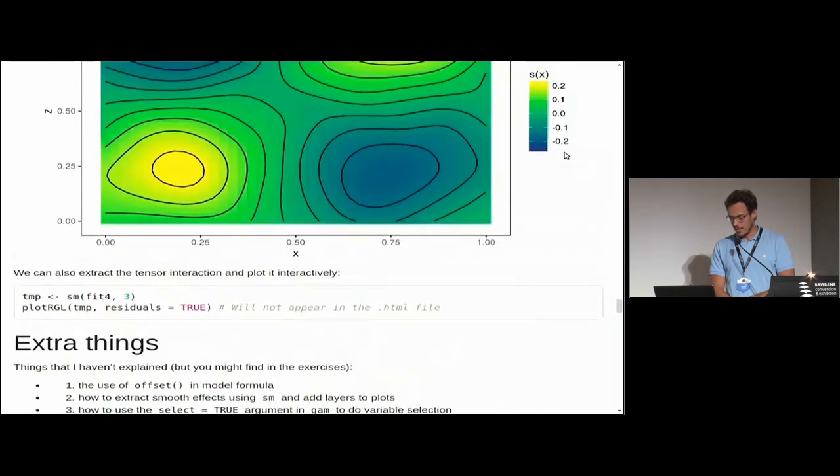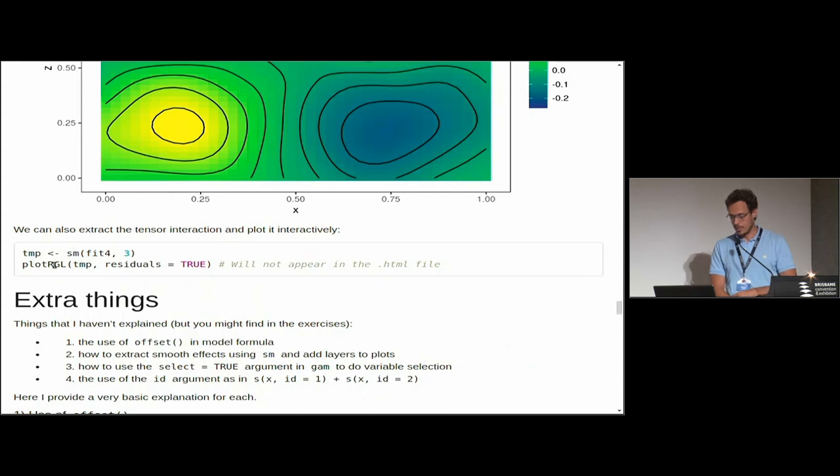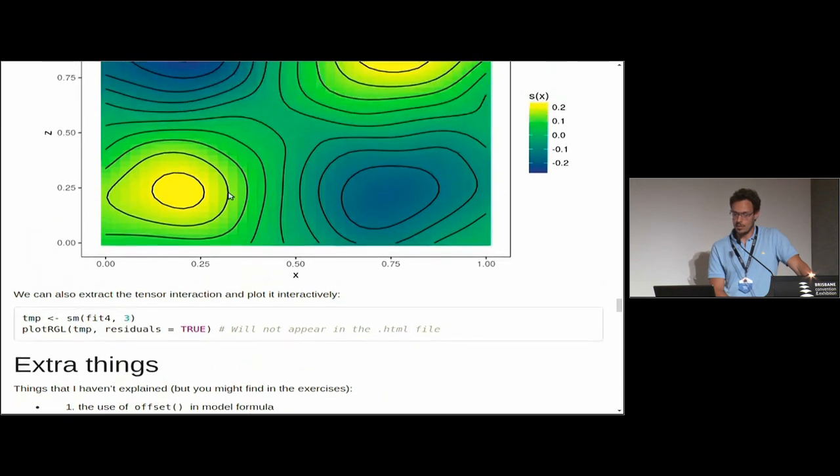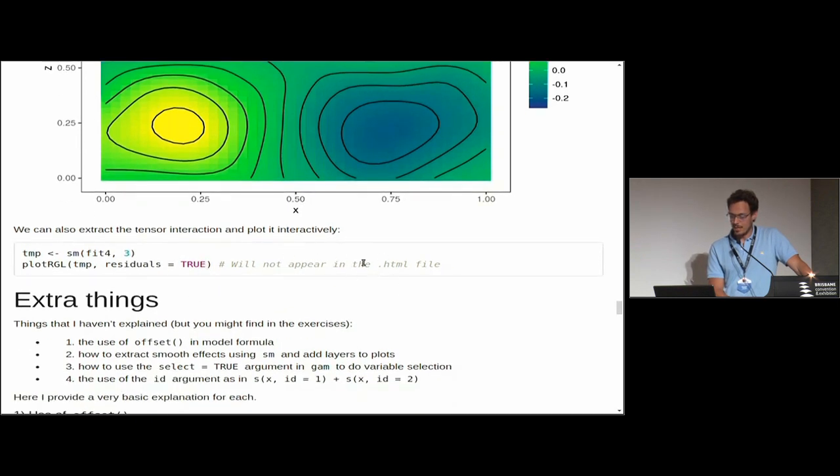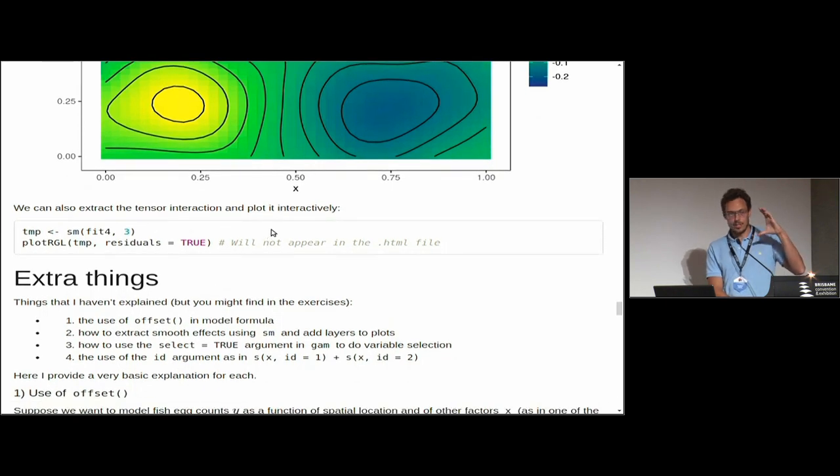And then an extra thing that we have in mgcv is this plot RGL function, which is useful when you have an effect on multiple dimensions. So you use this sm function to say, take my model and extract the third smooth, which is the interaction I'm just showing up here. We extract it, and then we plot it using plot RGL, and residuals equal true will add the residuals. You can't see it, it doesn't appear in the HTML file, but you can try it, there are several examples where we do this, and it's nice, especially to see the uncertainty on the surface, which is very hard to see in 2 dimensions.